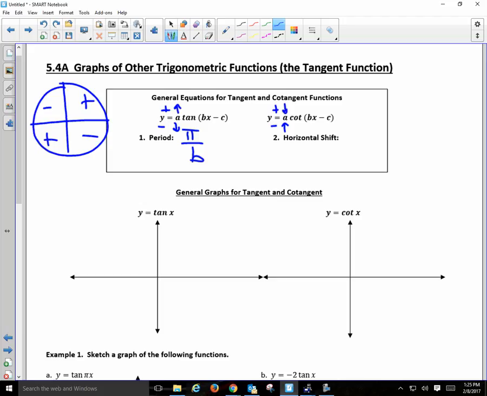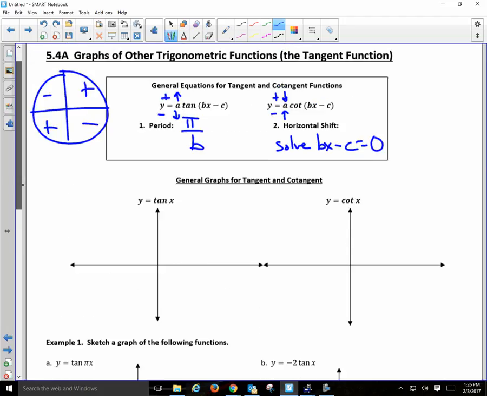For the horizontal shift, again, you solve bx minus c equal to 0. Now, we're not going to apply really any horizontal shifts today, but if you did have to do it, that's what we do. It's really not that important moving forward. I can't think of any situations within calculus where you want to graph tangent or cotangent shifted horizontally. So let's talk about the general graphs.